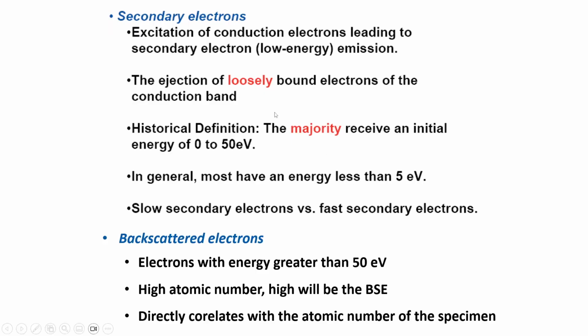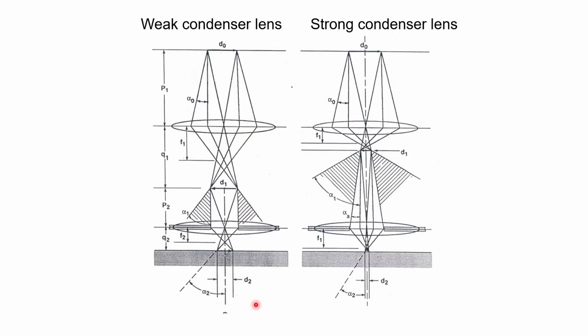The last point is that the higher the atomic number, the higher the backscattered electron yield, and it will be much brighter; it directly correlates to the atomic number. So if you want to know the atomic number of your specimen, you can collect the backscattered electrons. But if you want to know the topology, meaning the surface of the specimen, then you need to collect the secondary electrons. The secondary electrons tell you about the specimen surface, and the backscattered electrons tell you majorly about the atomic number.